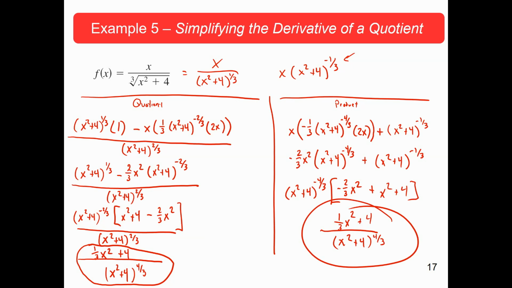I like the product rule. I find that there tends to be less ambiguity. You're still having to do the same type of factoring, the same type of thing, but I like the product rule. Totally up to you how you do it, though. I will never say you have to use the quotient rule or you have to use the product rule.